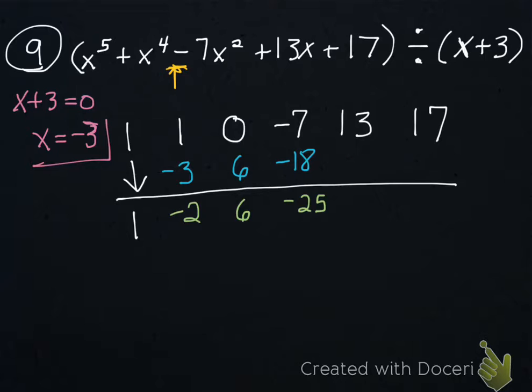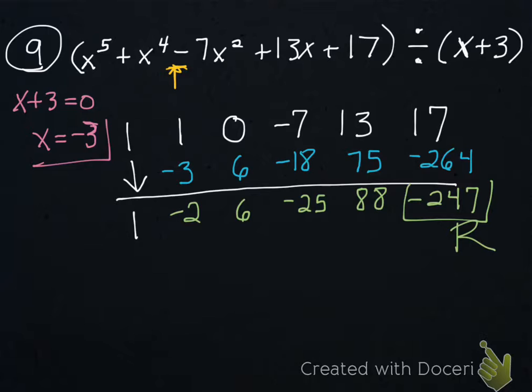-3 times -25 is +75. Add the column, 88. -3 times 88. Wow. That is -264. Add 17 and I get -247. This is my remainder. So it's definitely not a factor.